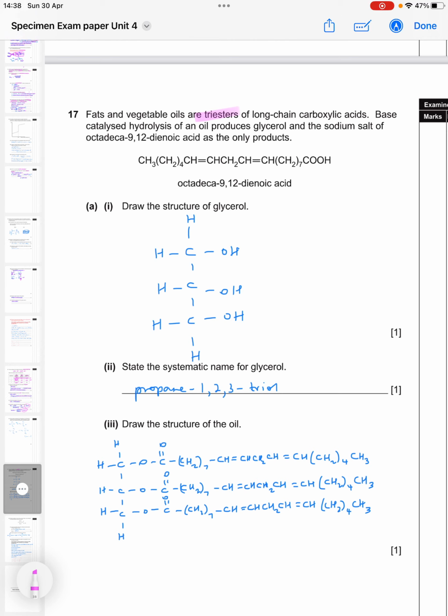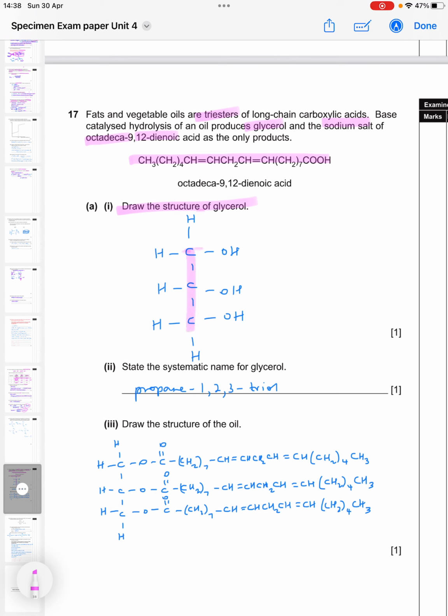Finally, number 17: fats and vegetable oils are triesters of long-chain carboxylic acids. Base catalyzed hydrolysis of an oil produces glycerol and the sodium salt of an octadeca-9,12-dienoic acid as the only product. So this is the octadeca-9,12-dienoic acid. We'll come back to that.